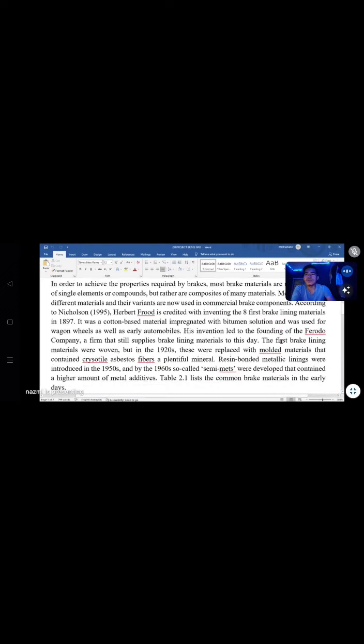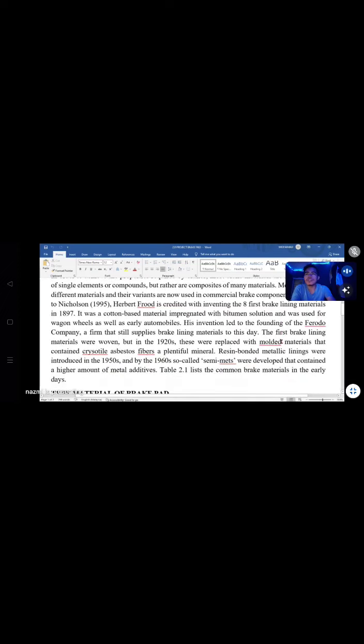According to Nicholson 1995, Herbert Frood is credited with inventing the first brake lining material in 1897. It was a cotton-based material impregnated with bitumen solution and was used for wagon wheels as well as early automobiles.